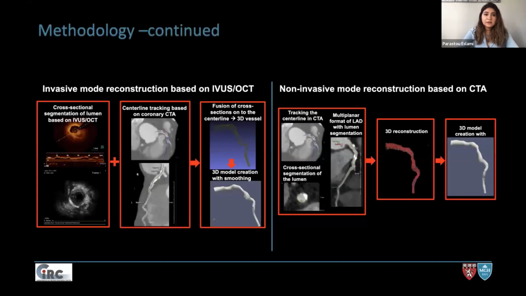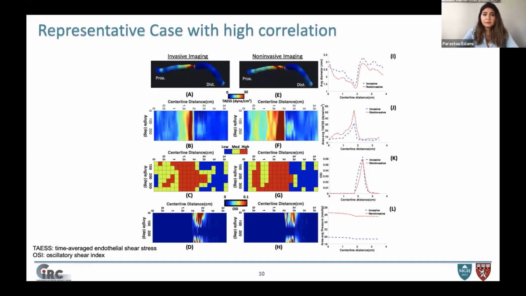For this, after the co-registration between the two imaging modalities, we segmented and created the models based on IBIS or OCT, and we repeated the same methodology, looking at the reconstruction of coronary CTA and segmenting it with the Medis software here. The results show a representative case with a high correlation between the two imaging modalities.